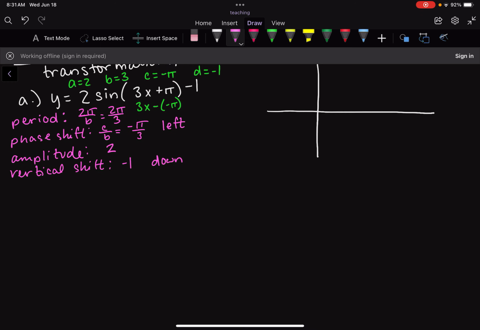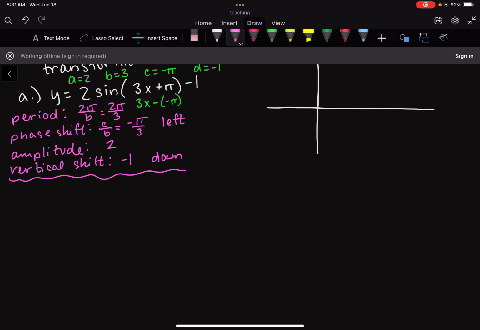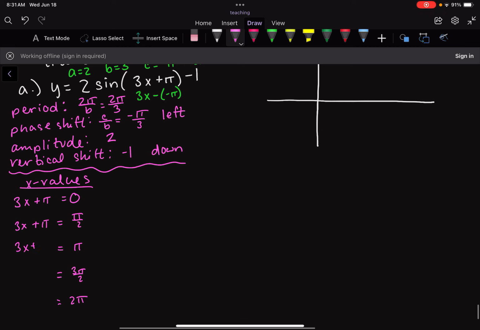So now I'm going to go through the process of finding my x values. I'm going to draw a little line here just so we don't get too caught up. So I have my x values. And I'm going to find them the same way that I did in 2.1. What I like to do is take my parentheses and set it equal to what I call the big 5, which is 0, pi over 2, pi, 3 pi over 2, and 2 pi. Now again, the reason I do that is because the original graph goes through all of those points.